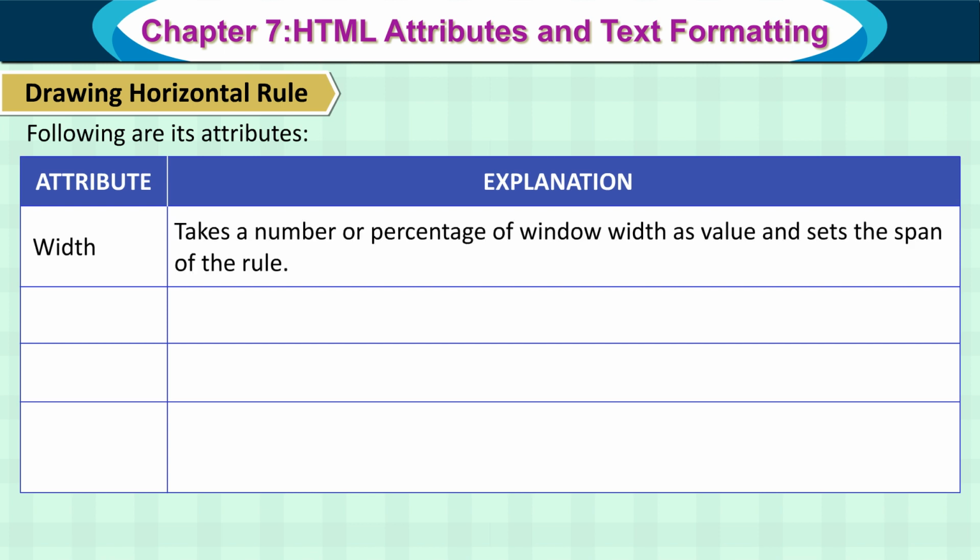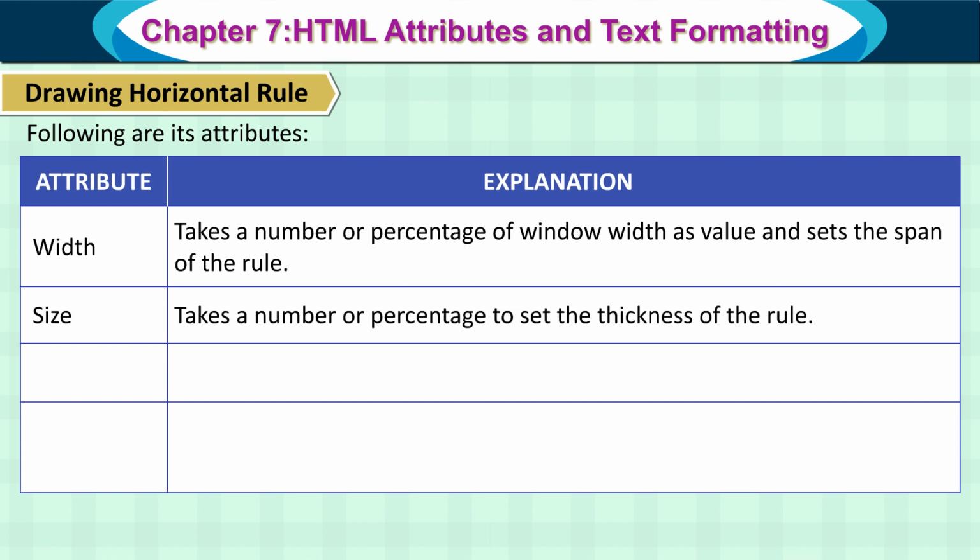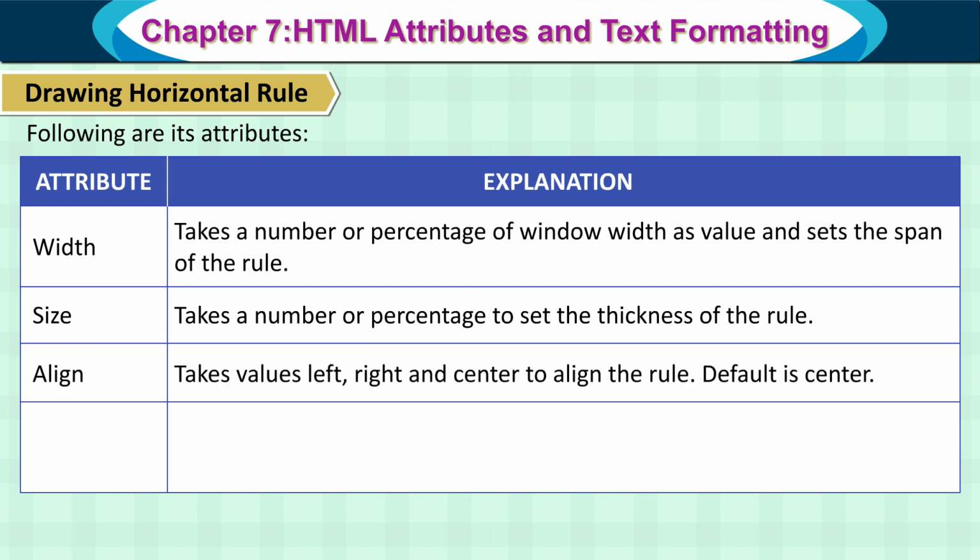Width takes a number or percentage of window width as value and sets the span of the rule. Size takes a number or percentage to set the thickness of the rule. Align takes values left, right and center to align the rule.